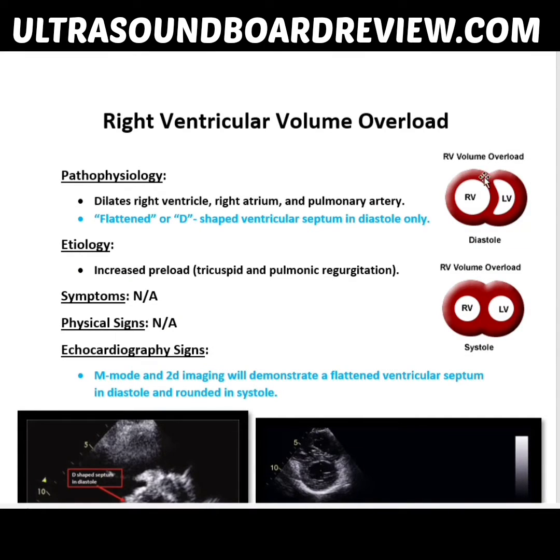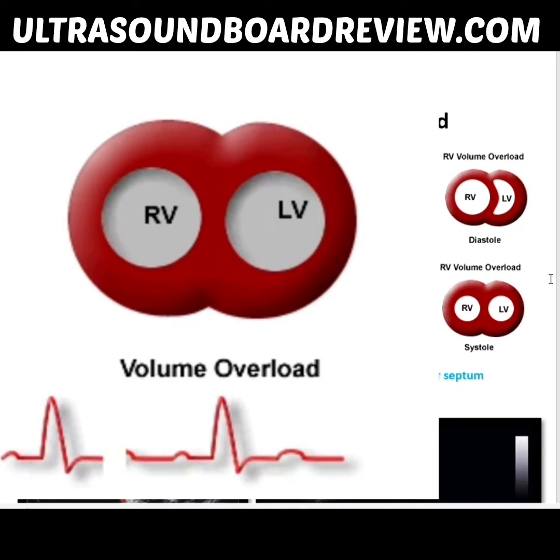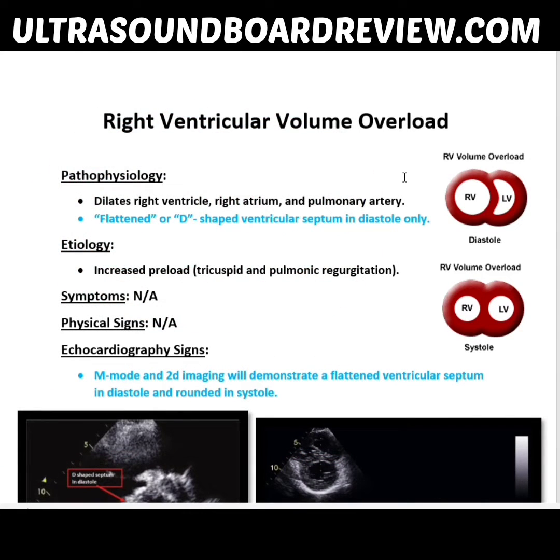In volume overload, the volume is so high on the right side that the left ventricle is unable to maintain that circular shape in diastole. But in systole, it will return to its normal circular shape when visualizing from the short axis view. What you have to remember is you get the flattened D-shaped septum in diastole only for RV volume overload.